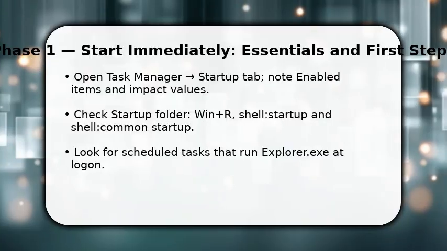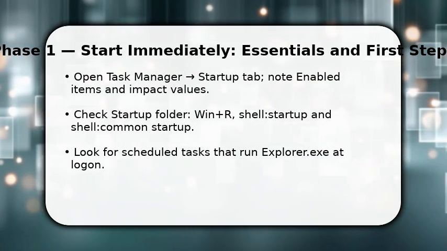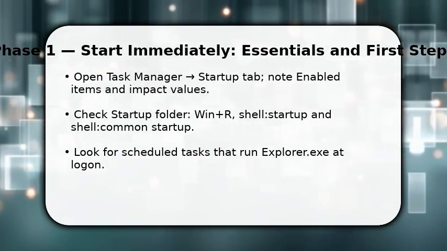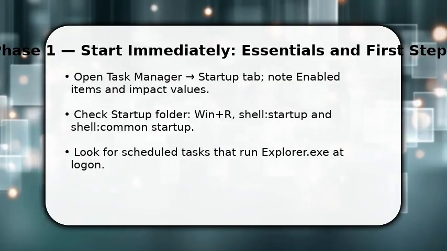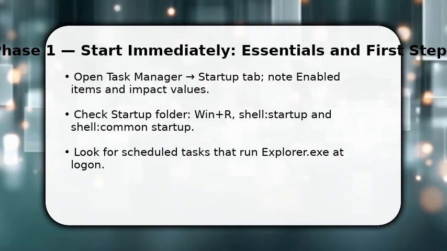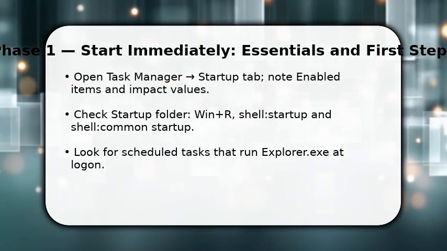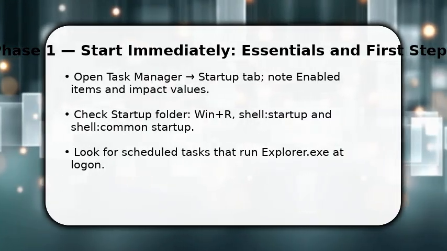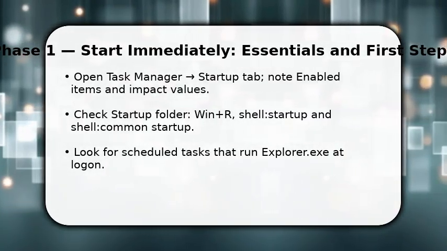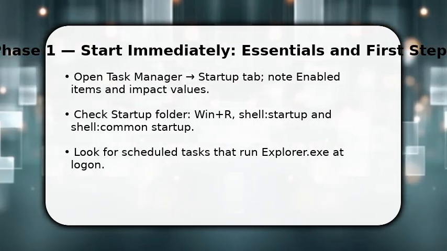You're starting by finding where Explorer is being launched. Open Task Manager, go to Startup, and disable any unexpected entries. This stops automatic starts. Once done, open the startup folders with Win+R and check both your user and the common startup. Remove shortcuts to Explorer.EXE. Next, open Task Scheduler and search for tasks that call Explorer at logon, disable, or edit them. These steps remove the usual automatic triggers, so you catch the source before changing system settings.